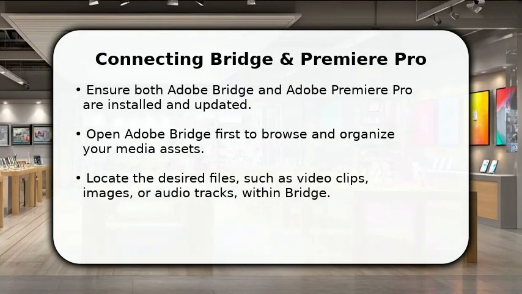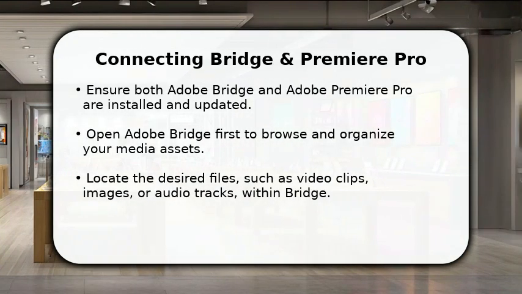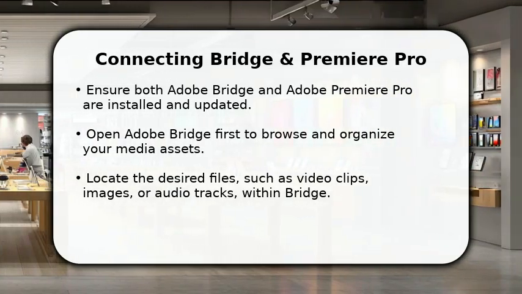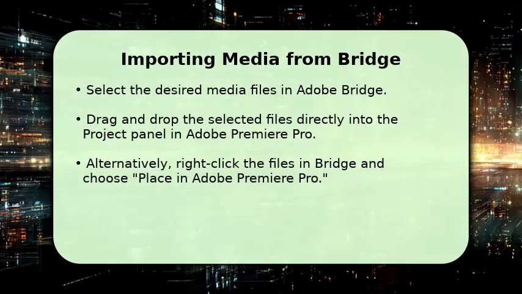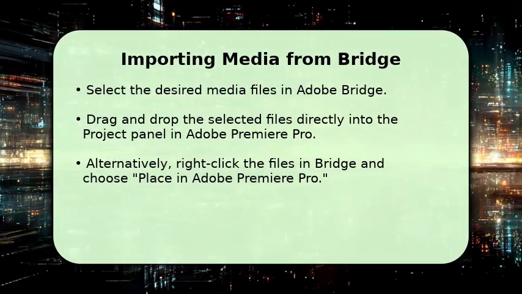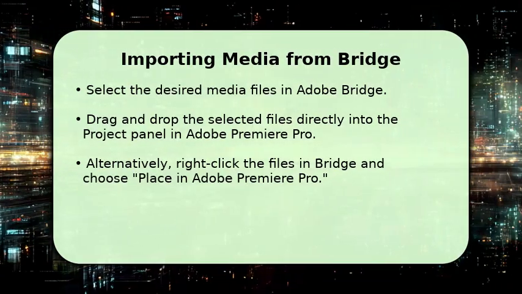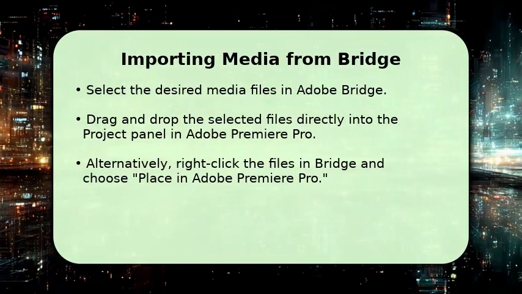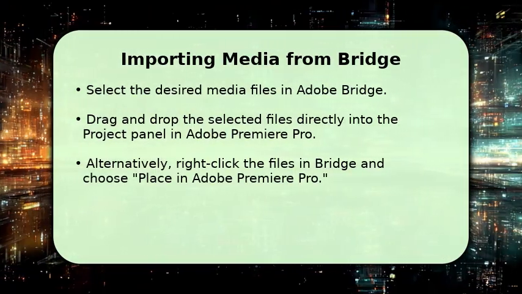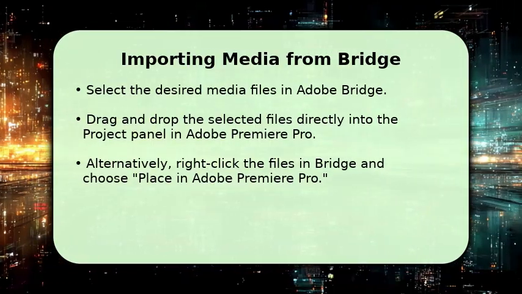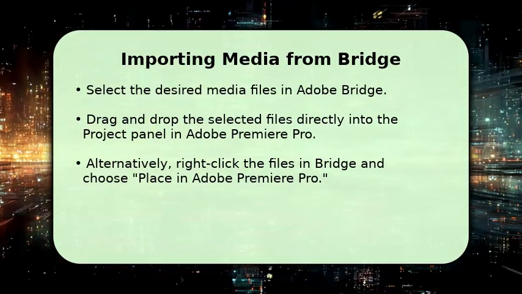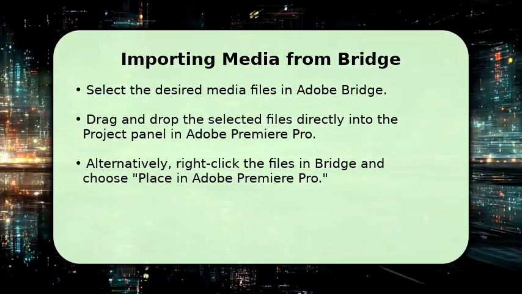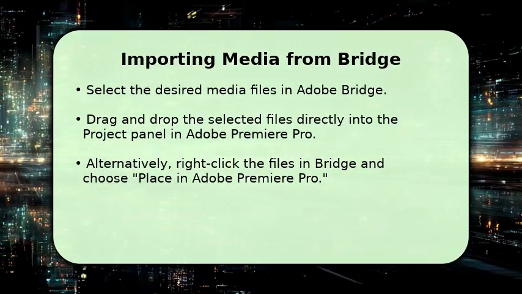Once Bridge is open, navigate through your folders to locate the specific video clips, images, or audio tracks you intend to incorporate into your Premiere Pro project. Once your files are selected in Bridge, there are two primary ways to import them into Premiere Pro. The most straightforward method is to simply drag and drop the selected media directly into the project panel within Premiere Pro. Alternatively, you can right-click on your chosen files in Bridge and select the Place in Adobe Premiere Pro option. Both methods will seamlessly bring your assets into your project, ready for your creative work.